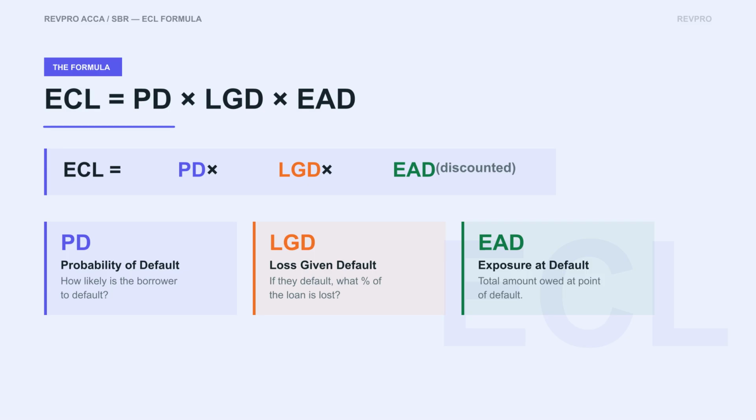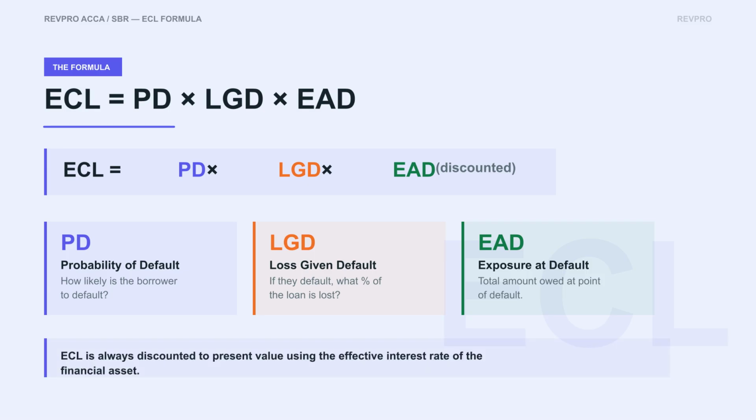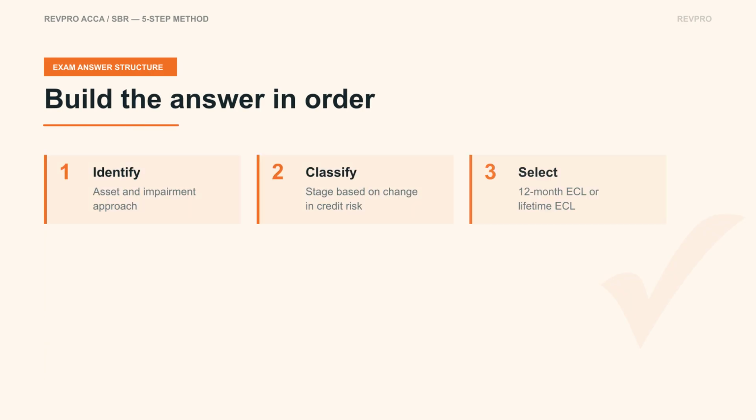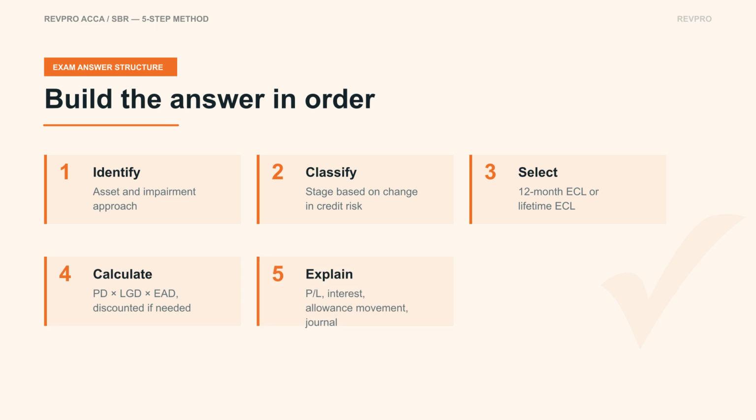An expected credit loss is a probability weighted estimate of credit losses, discounted to present value using the effective interest rate. The exam formula is simple. ECL equals PD multiplied by LGD multiplied by EAD, then discounted where necessary. PD is probability of default. How likely is the borrower to fail? LGD is loss given default. If default happens, what percentage will not be recovered? EAD is exposure at default. How much is owed when default happens? In real IFRS 9, ECL is probability weighted across possible outcomes. So it is not just the single worst case.